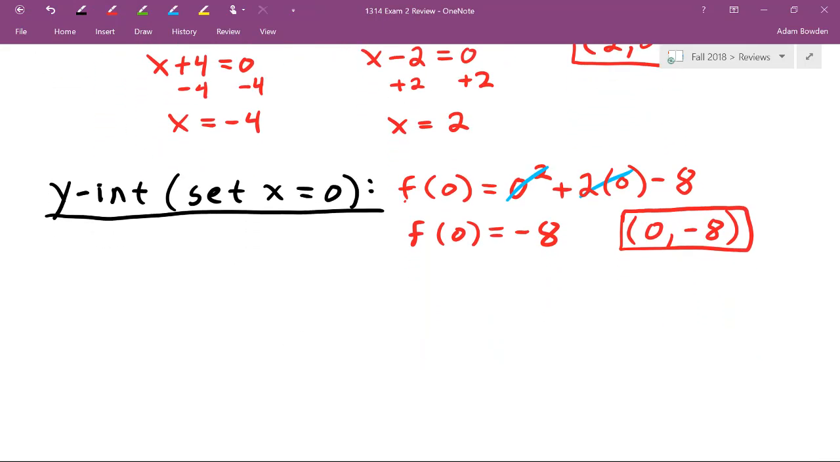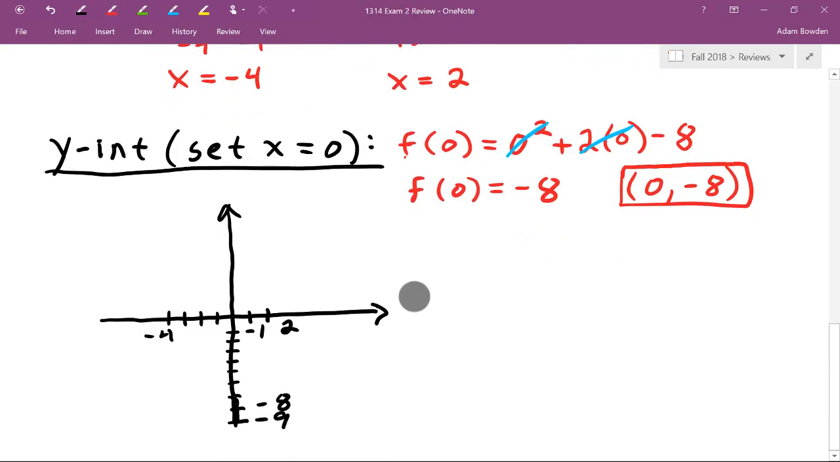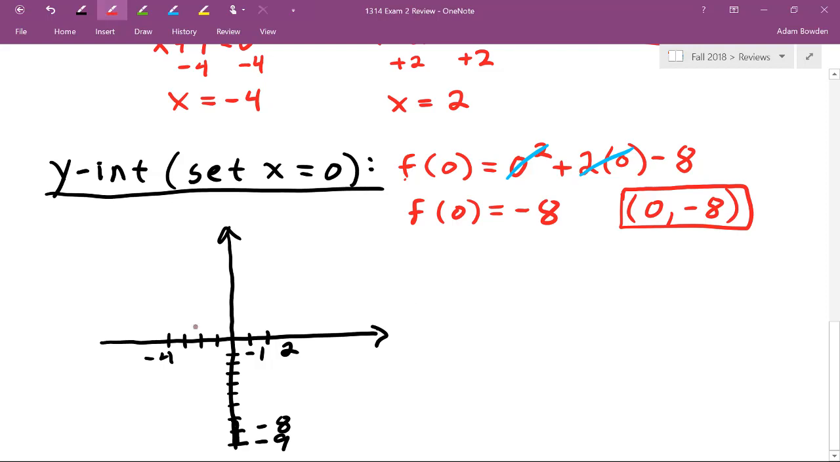Okay, now we're going to put all this together to draw the picture. Alright, our x-intercepts are at the points negative 4 and positive 2. Our y-intercept is at negative 8, and our vertex is down here at the point negative 1, negative 9. Alright, and now we'll just draw our parabola down through these points, and then coming up, and there we go.